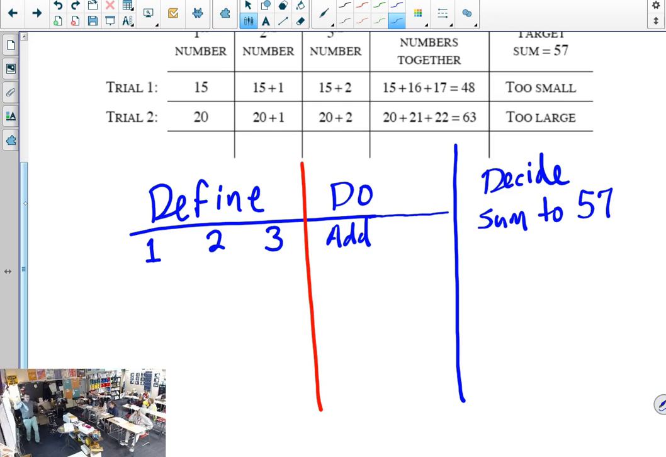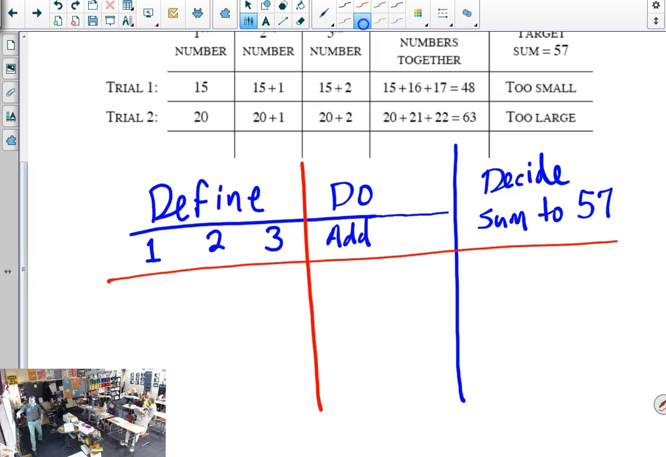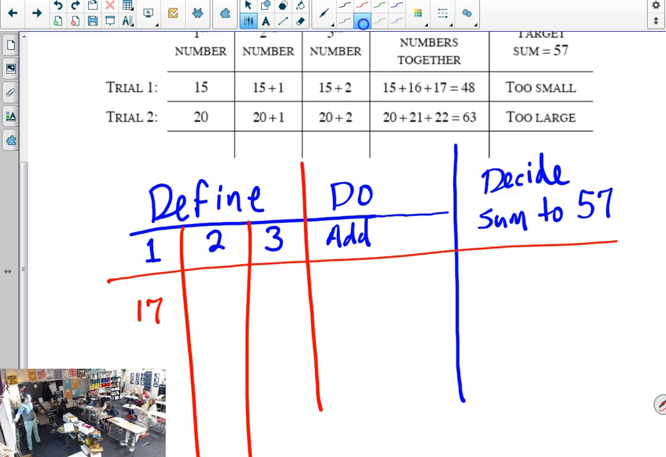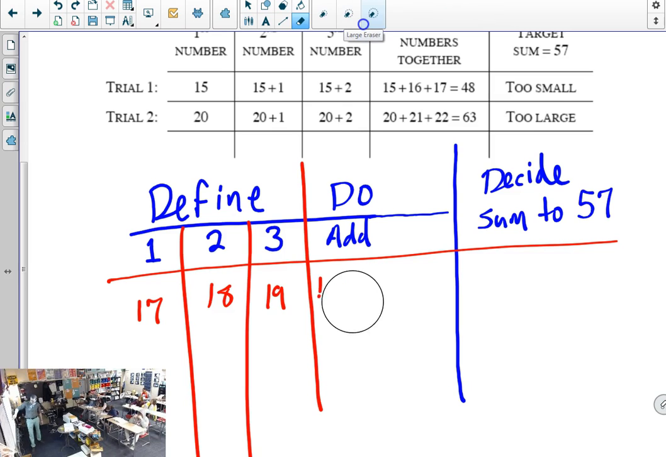AJ wanted to say try 17. So make your first number 17. What would the next number after that be? 18. What would the next number after that be? 19. We add them all together. Sorry, 17 plus 18 plus 19. But I made the same mistake.